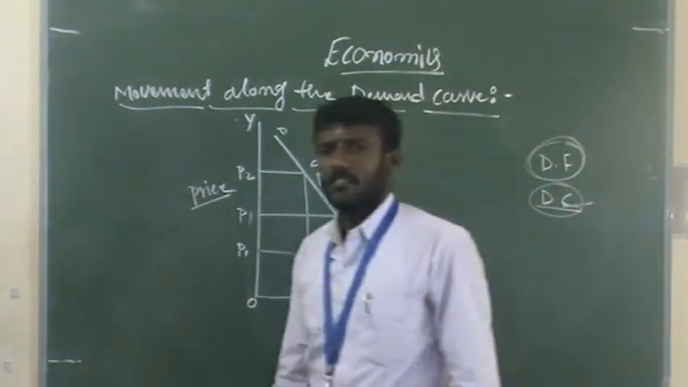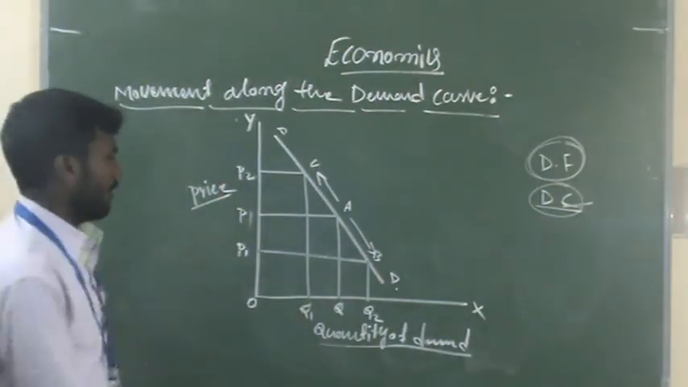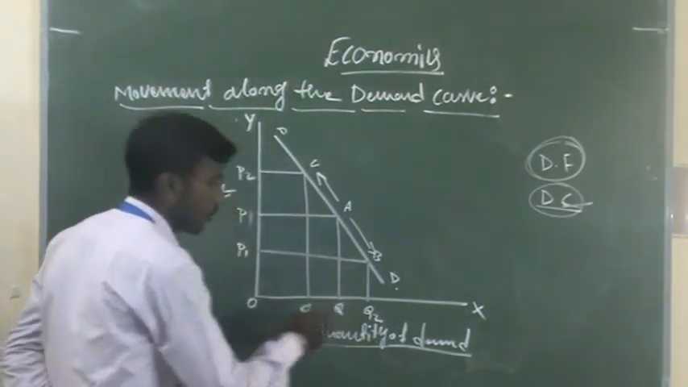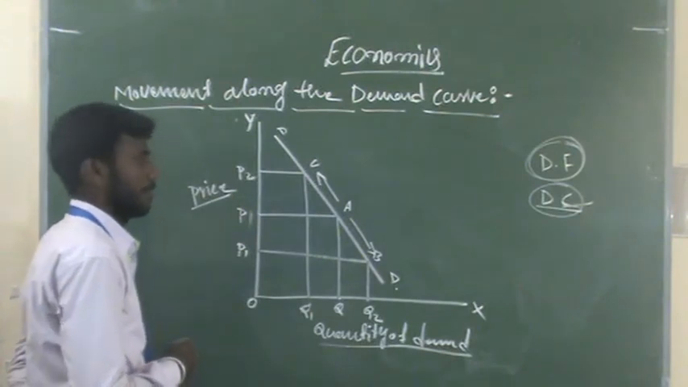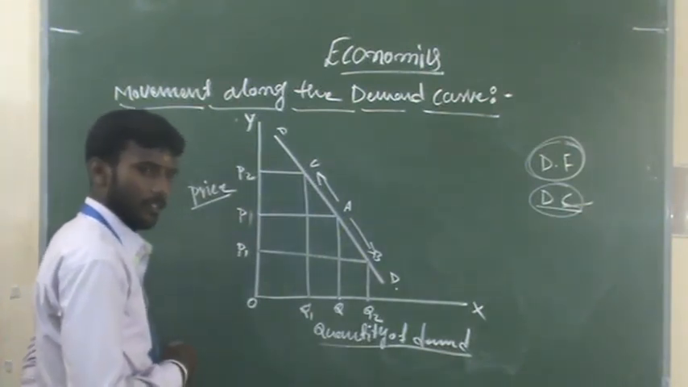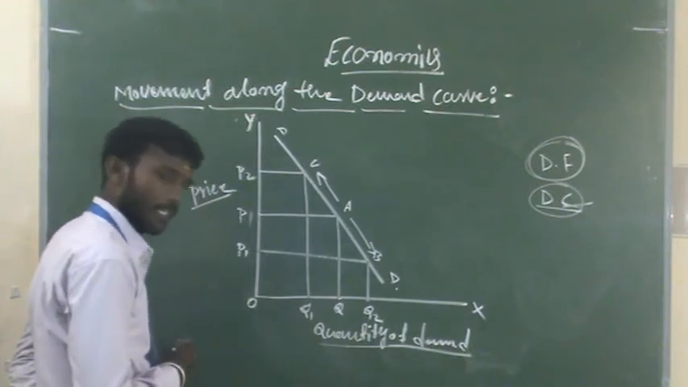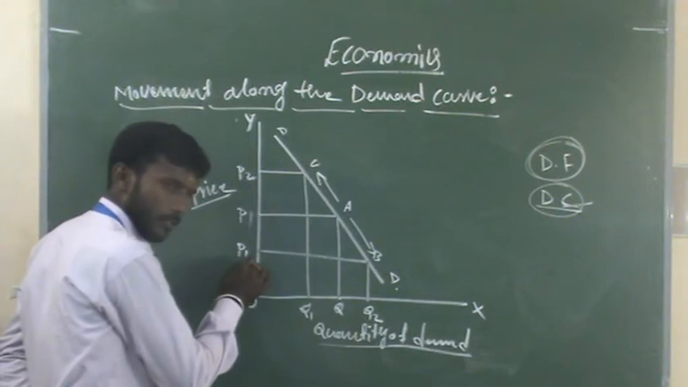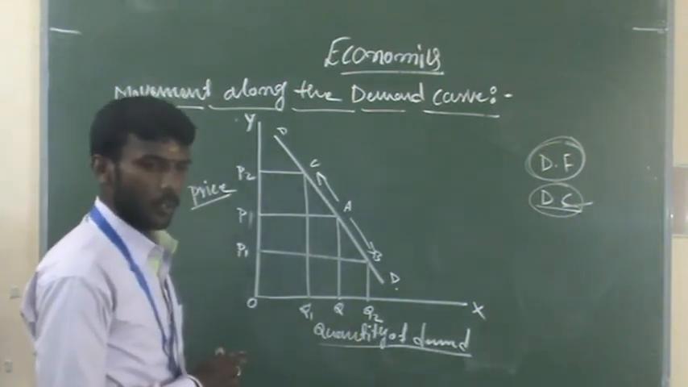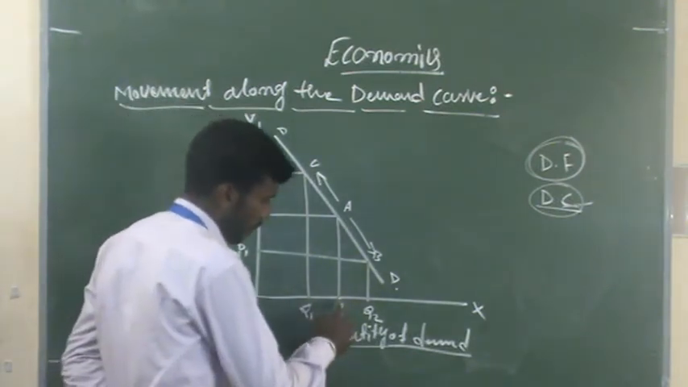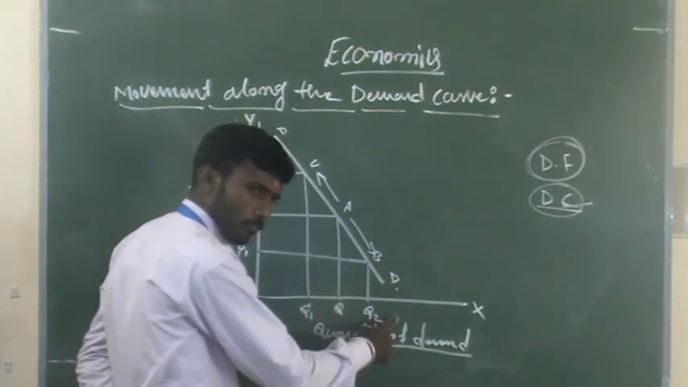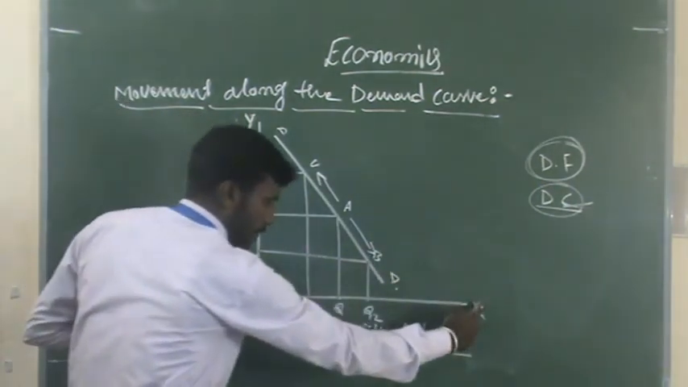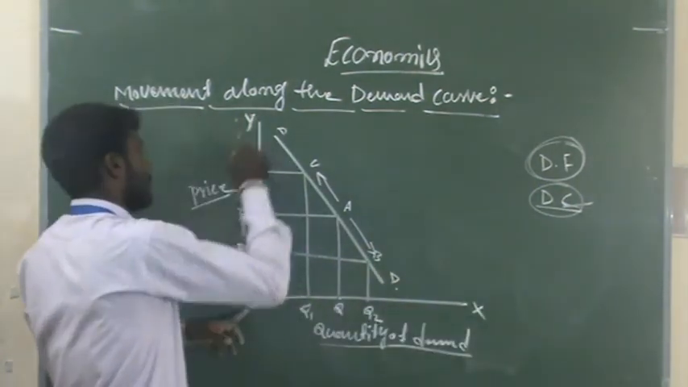Now suppose when the price of the good is P, the quantity of demand is Q. Suppose when the price decreases from P to P1, the quantity of demand for that good increases from Q to Q2. Once again I repeat, x-axis plotted quantity of demand and y-axis plotted price.